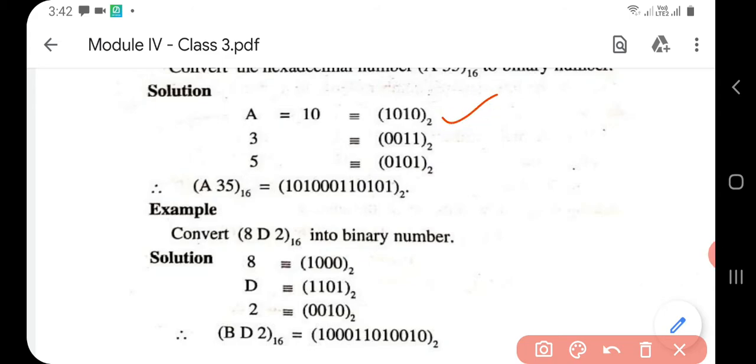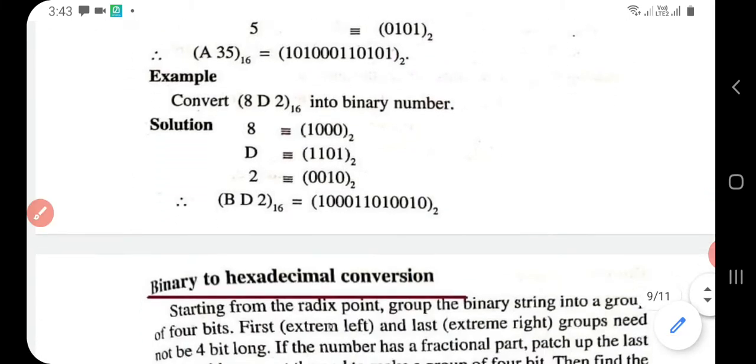Then what is 3? Look at the table, you will get this number, and by looking at the table, the equivalent binary of this hexadecimal 5 will be 0101. Now write all this together, it will give you the answer. Similar is the next problem, just work it out.